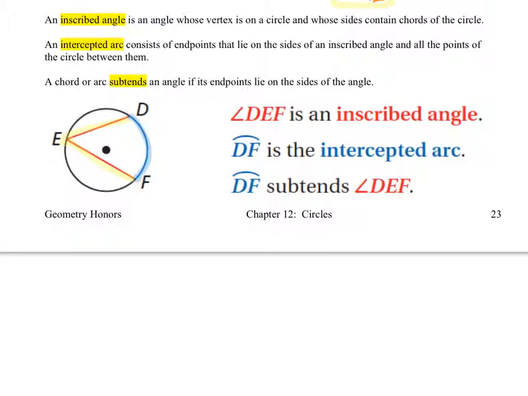intercepted arc. And we say a chord or arc subtends an angle if its endpoints lie on the sides of the angle. So this is where DF subtends angle DEF.